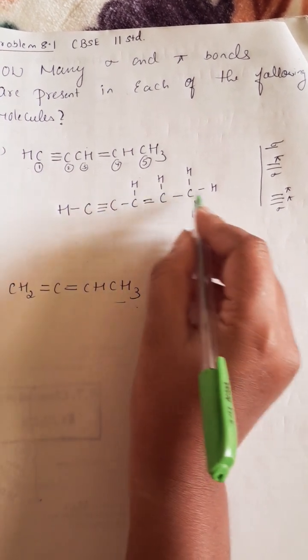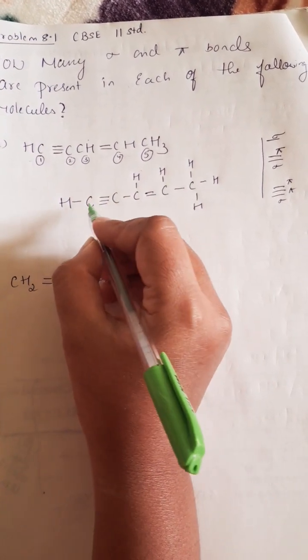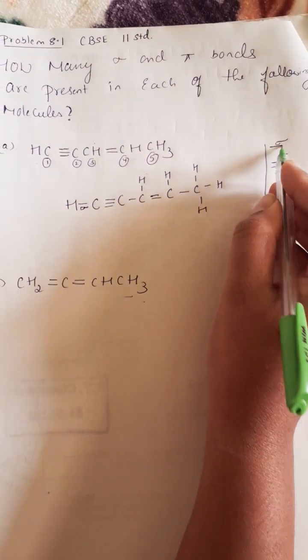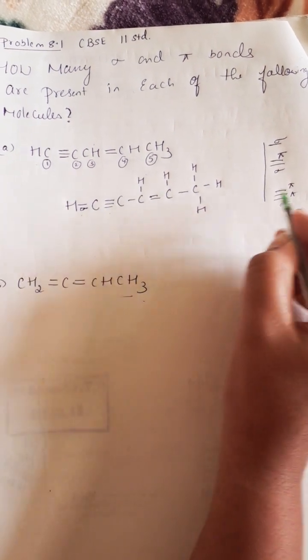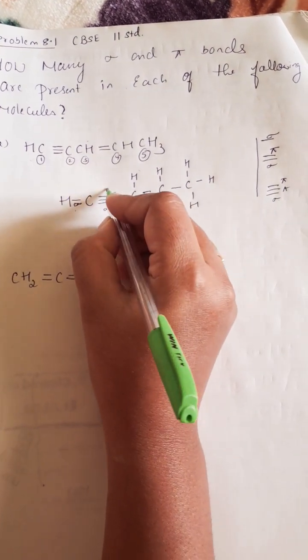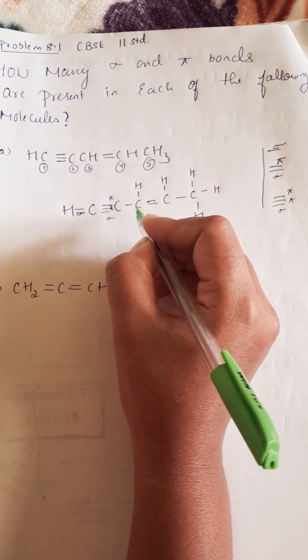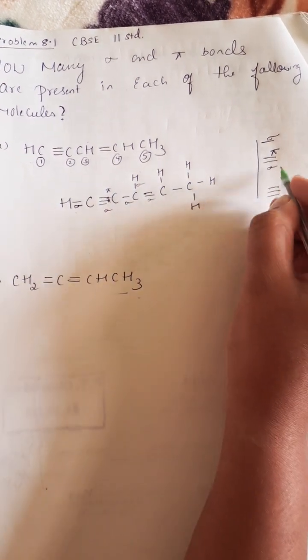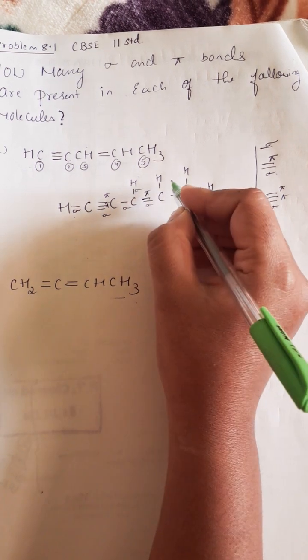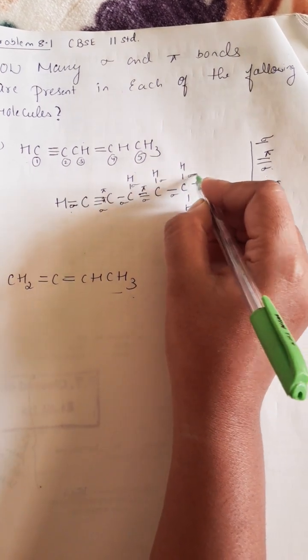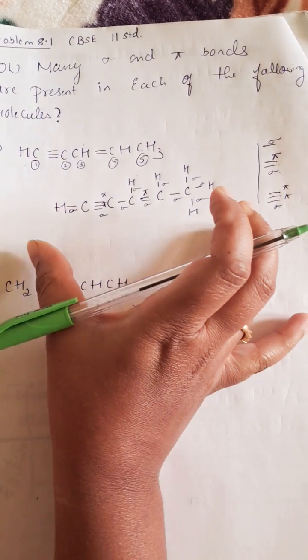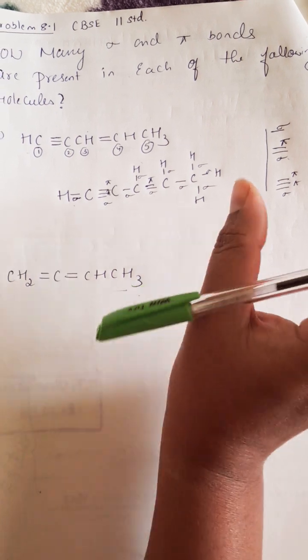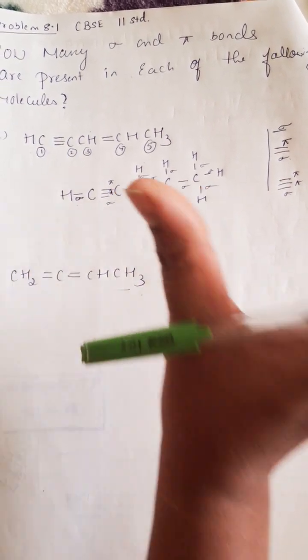Now let's see the number of sigma and pi bonds. A single bond is a sigma bond. If it's a triple bond, it's one sigma and two pi bonds. And again, there is one sigma bond, one sigma and one pi, and then sigma, sigma, sigma, sigma bonds. So this is the idea to find the sigma and pi bonds of the given compound.